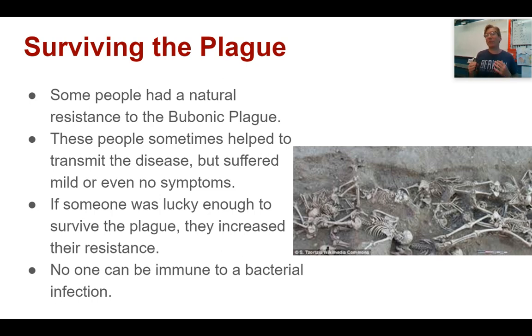Now, some people did have a natural resistance to this. As mentioned before, not everybody dies. These people sometimes helped to transmit the disease, though. They could have it and not be dying of it, and still transmit it to others. Now, if somebody was lucky enough to survive the plague, their resistance to future waves of the plague does increase. The more times you have the plague and survive, the better your body gets at fighting it. But this is not something that you can be immune to. Immunity does not exist. You can't be immune to a bacterial infection. And Yersinia pestis is a bacteria. So it can still kill you.